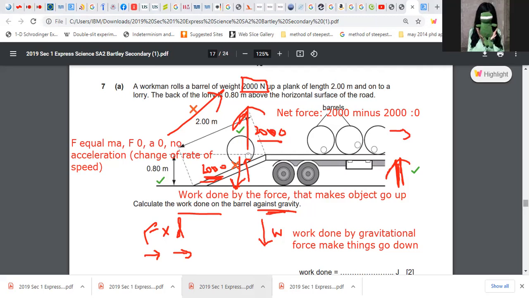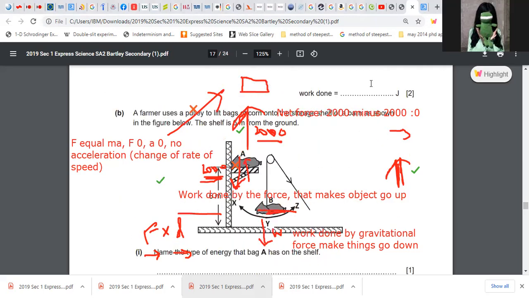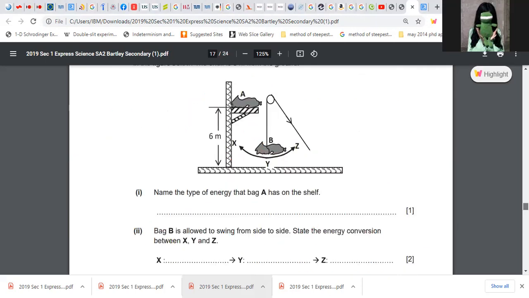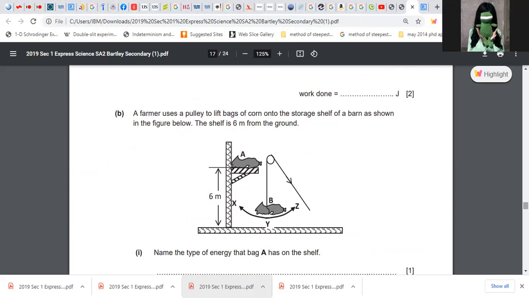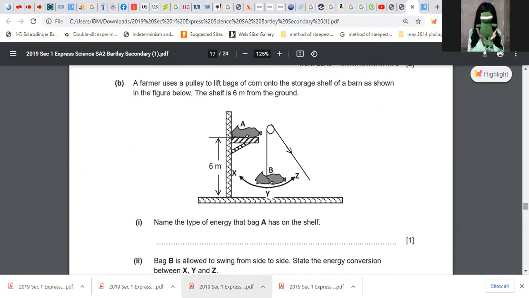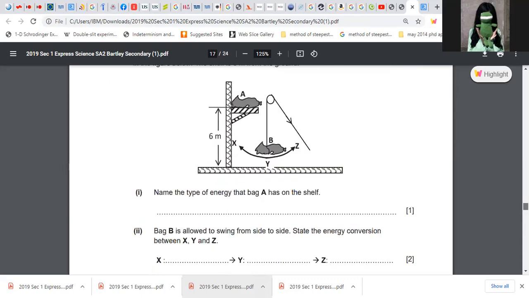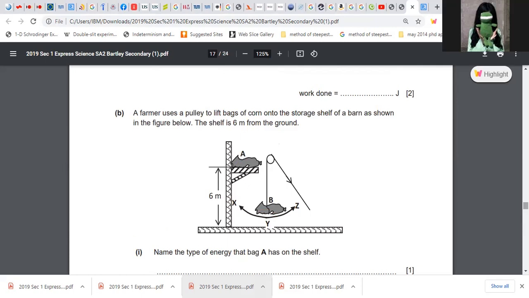No more question already. Part B you can do easy. Yeah, I got it correct. How did you do it? Explain to me. Part B, because A is above ground, that means it's gravitational potential energy. Good. Then X is gravitational potential energy because it's at the top part. Very good. Then it goes to kinetic, and it goes back to gravitational. Kinetic. Yeah, very good.